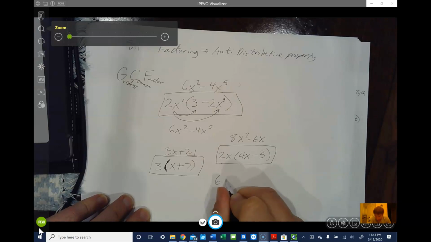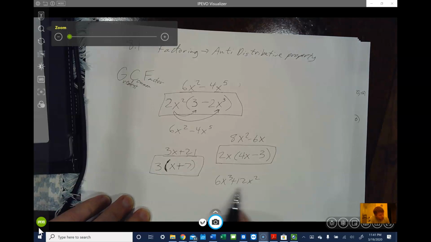One more example of that. 6x cubed plus 12x squared. What can we factor out of this? What's the biggest thing? Well, we could factor out a 2 or a 3, but the biggest thing we could factor out of a 6 and a 12 is actually a 6. 6 is the biggest number that will factor out of both of these. And then what about the x cubed and the x squared? Well, I can always take the smaller variable out of both. So I can factor out an x squared from both of those. So that's the GCF, the greatest common factor.